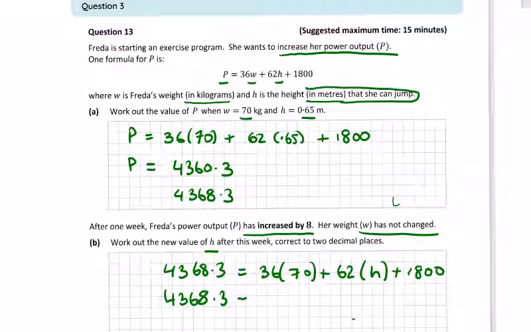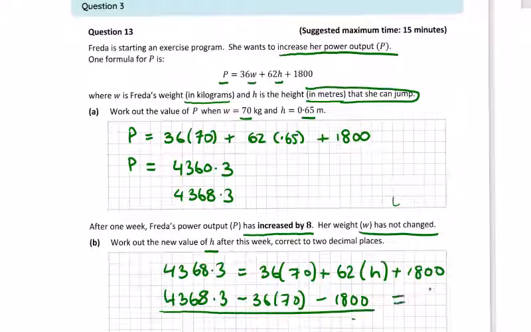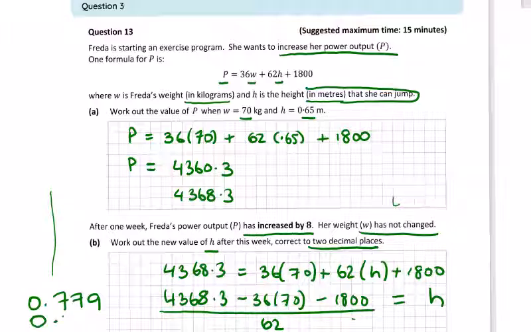4368.3. We're going to bring across 36 by 70. I'm just going to show you how you can type this into a calculator in one go. And we're going to bring across 1800 to make it negative, and that will all be equal to 62H. So instead of writing 62H, we can divide by 62 and type this into our calculator with the fraction button. This is giving me 0.779, and we're asked to correct to 2 decimal places, 0.78. So she can jump quite a bit more, an extra 13 centimeters.